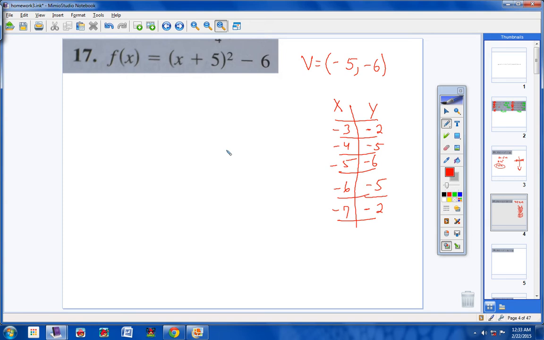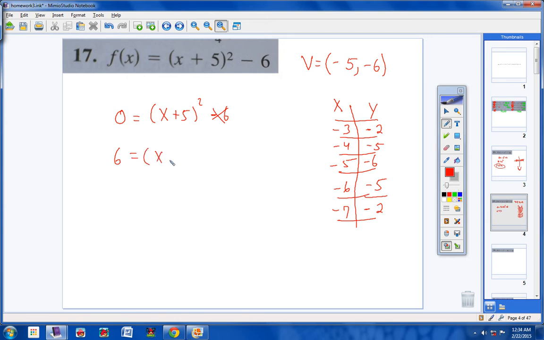Don't forget the directions also asked us to find the x-intercepts. So where the y is, I'm going to put a 0. And now we're going to solve for x. So bring this negative 6 over and make it a positive 6.